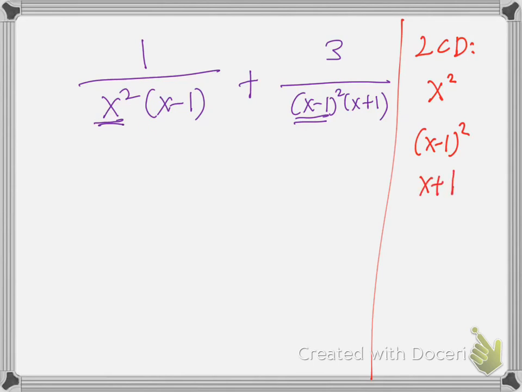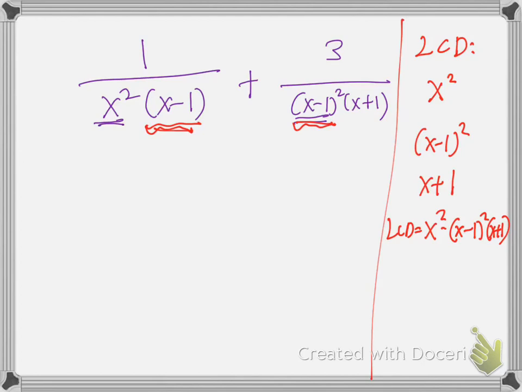Here we have x minus 1 and we have x minus 1 squared. You pick the one with higher power, higher exponent, because we need multiples. This is not enough to cover the second one, right? We need the higher exponent. So now what's LCD? LCD is the product of them, right? So LCD is x squared times x minus 1 squared times x plus 1.